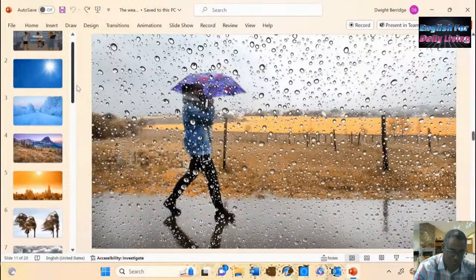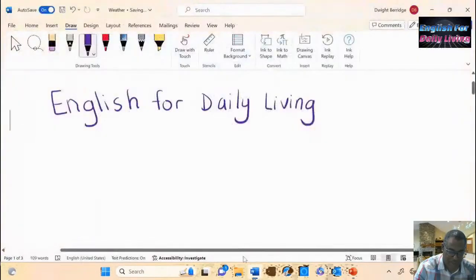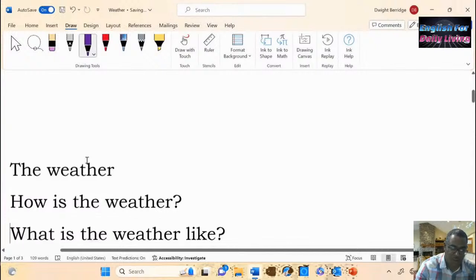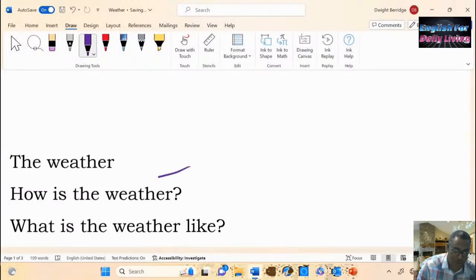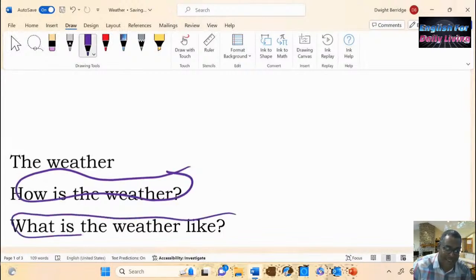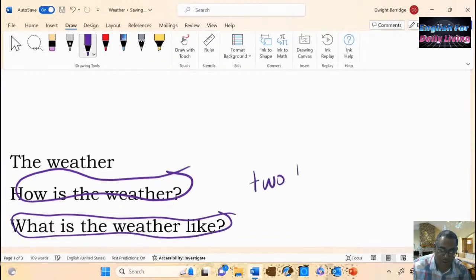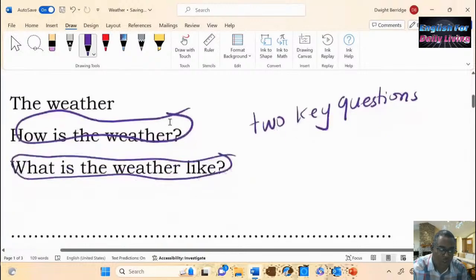So the question that we need to ask as we talk about the weather is, how is the weather? Or sometimes you can ask, what is the weather like? These are two very important questions. Two key questions concerning the weather. What is the weather like? And how is the weather?